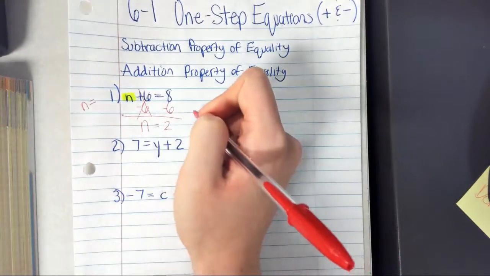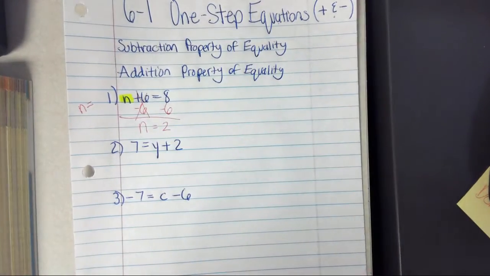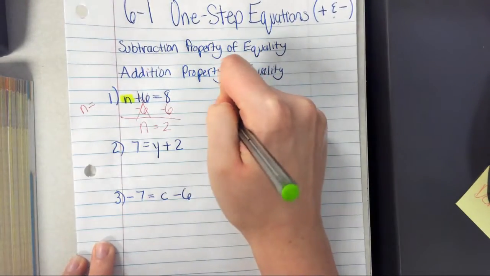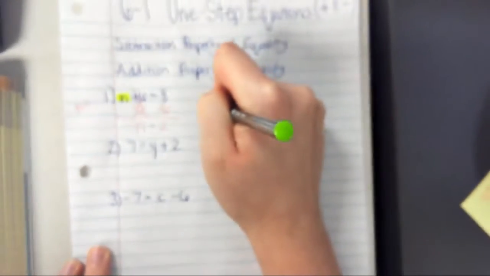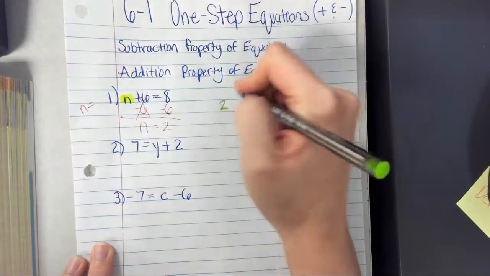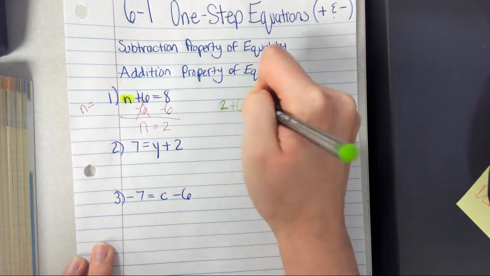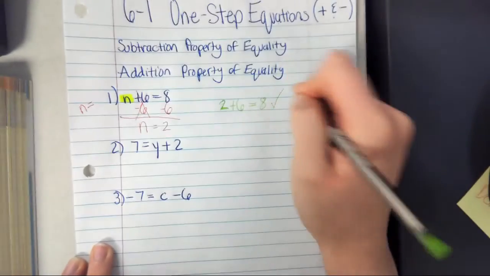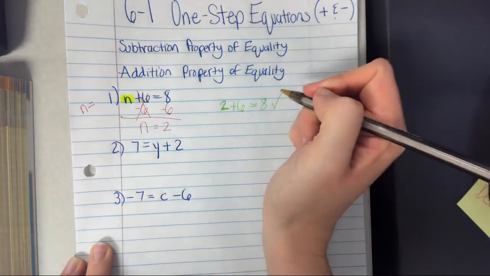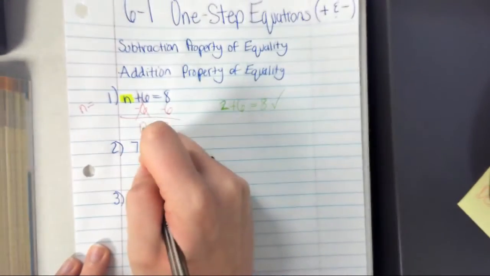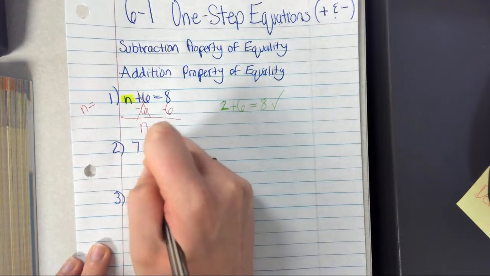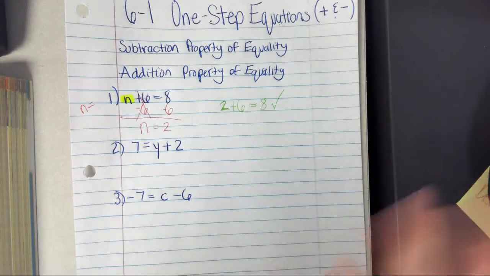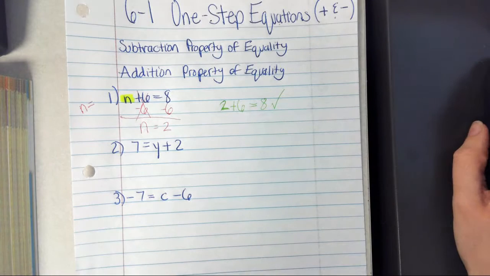And you can always double check these. The way you would double check this is you plug that number back in for n. n is 2, so 2 plus 6 equals, and that's 8, and that's what it was supposed to equal. So that works. 2 is my answer. And when you write it, always write it n equals 2, or whatever variable it is equals 2. The next one, you're going to do the same thing.